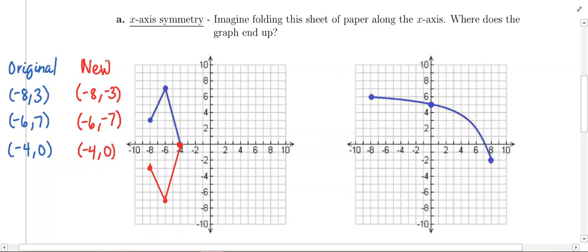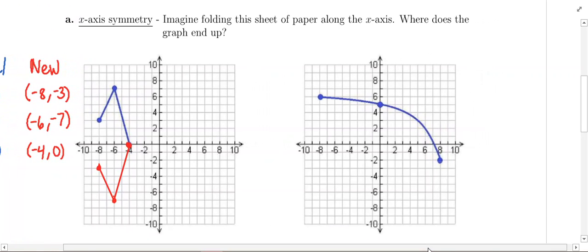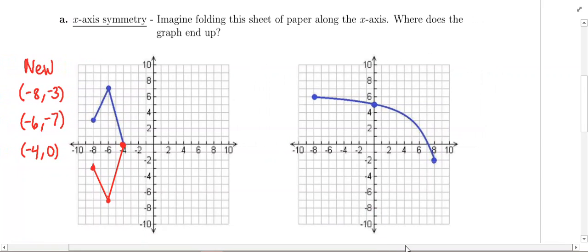All right, so let's move on to the graph on the right. This has a different shape. This is more of a curve. I'm going to do the same thing. I'm going to keep track of the original points and then where those points end up once we draw in the symmetry. So let's see here. The original points, before we flip the page, are -8, 6, 0, 5, and then this point right here is 8, -2.